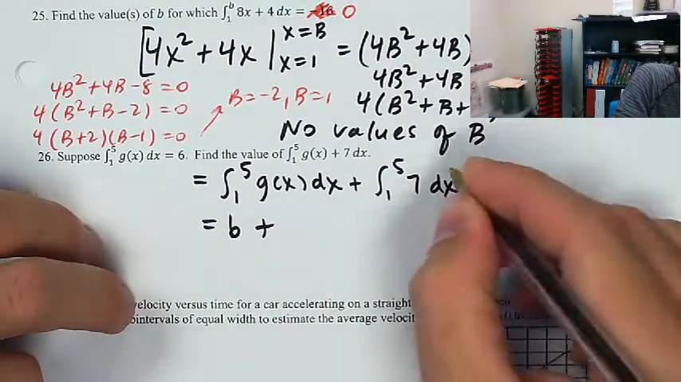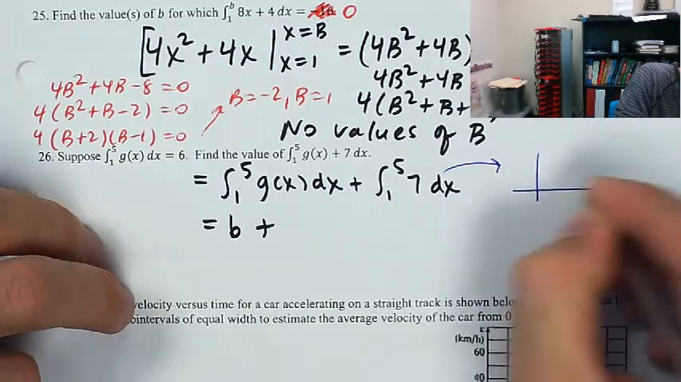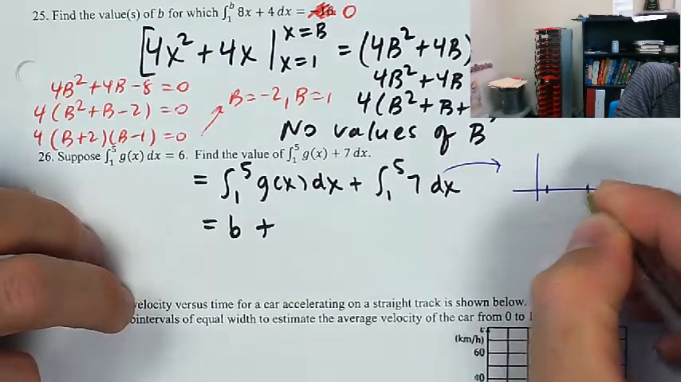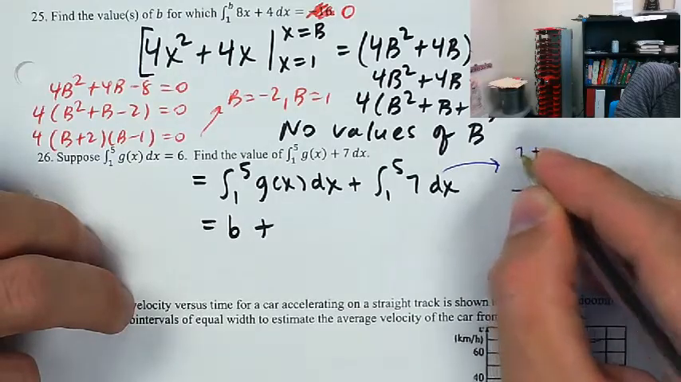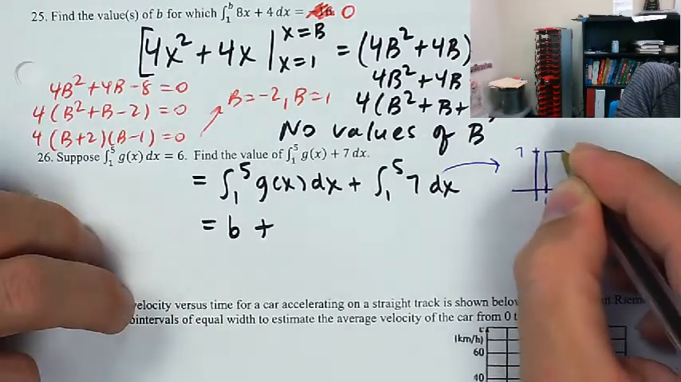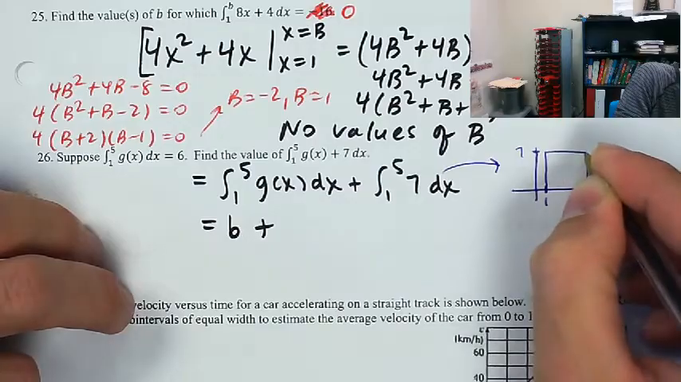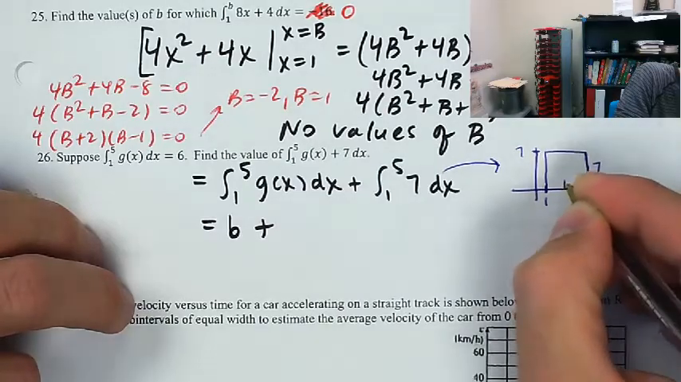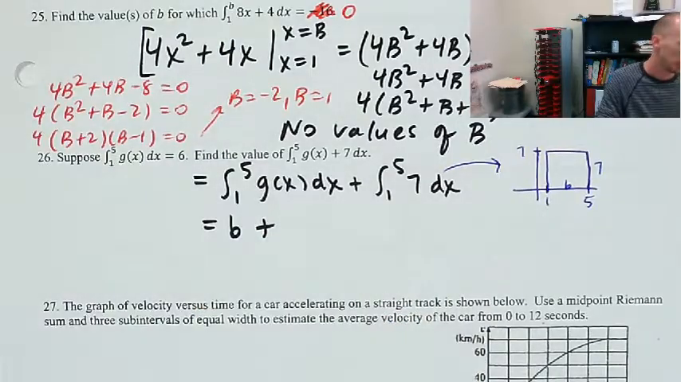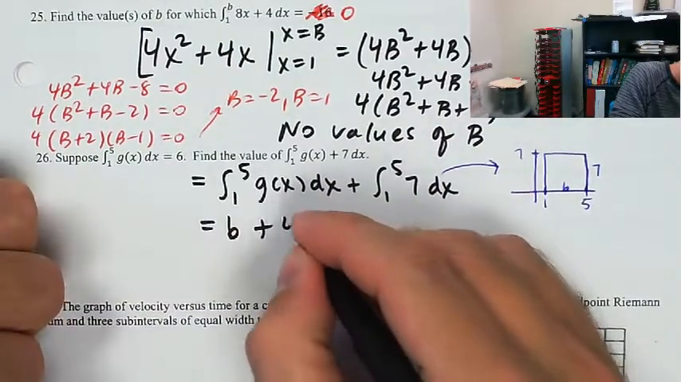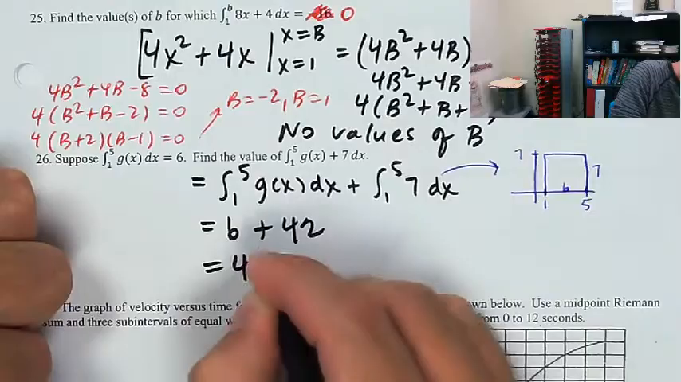I'll take this out to the side. I'll say from 1 to 5, and we'll say that's 7. So it's a rectangle. It has height 7 and width 6. So that's area 42. So that's 6 plus 42, and that's going to be 48.